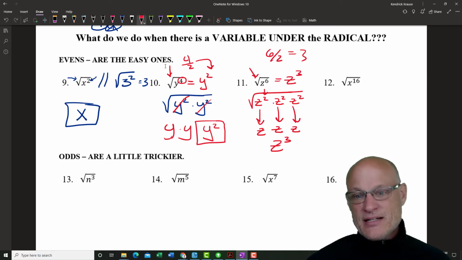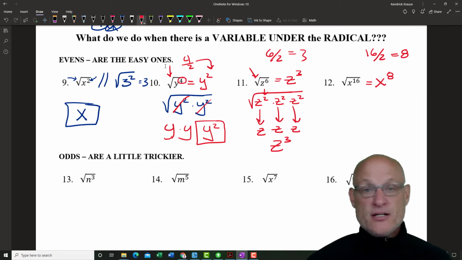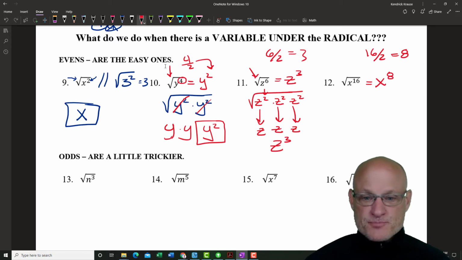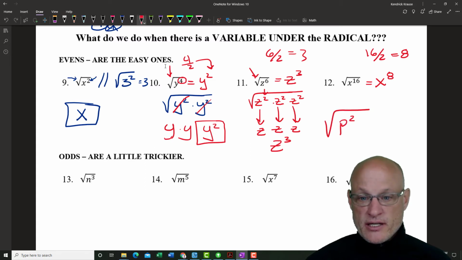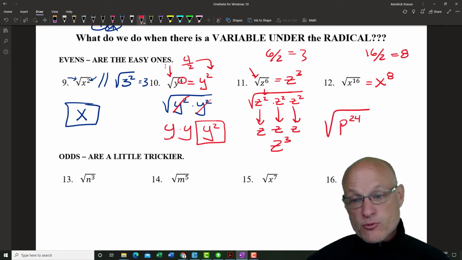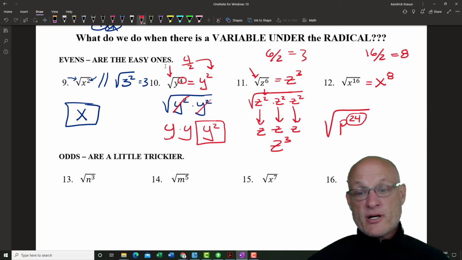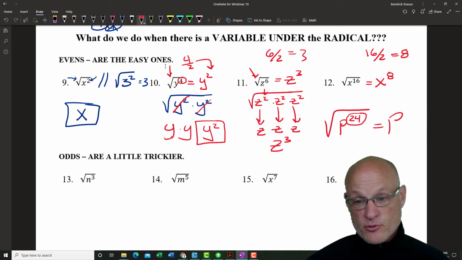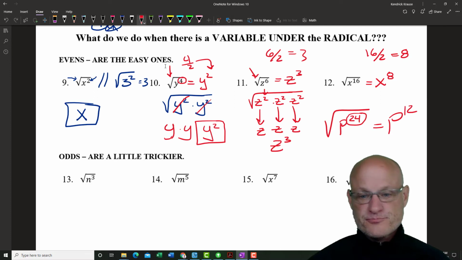Now, I don't want to write this out 16 times. That's crazy. So I know 16. How many groups of 2 is that? Oh, that's 8. So this is really x to the 8th. If I had the square root of p to the 24th, well, how many groups of 2 are there in 24? There are 12, so this would be p to the 12th.